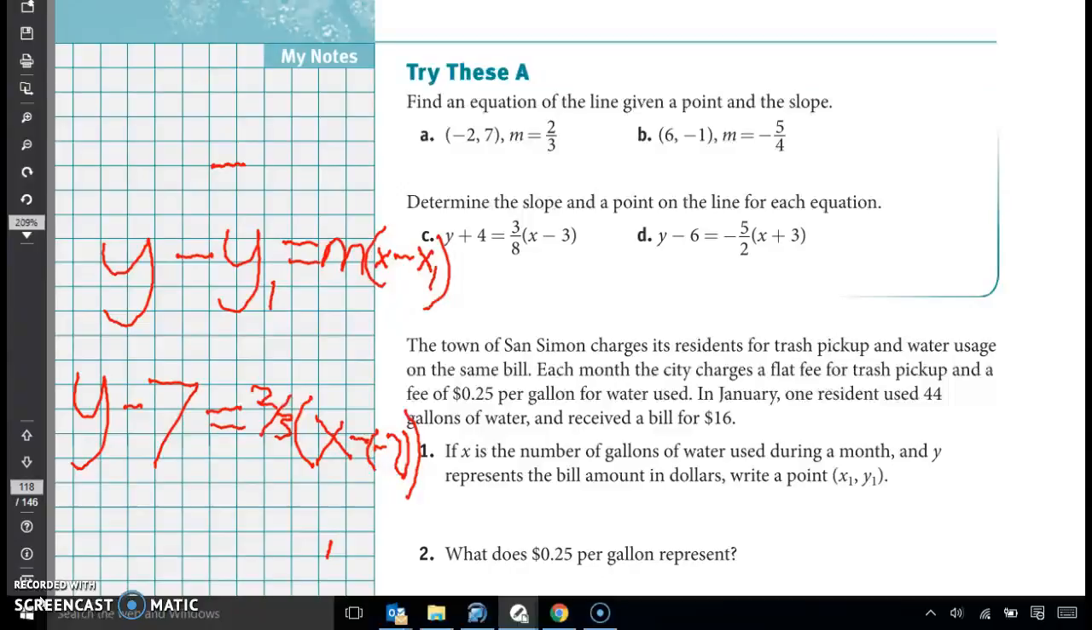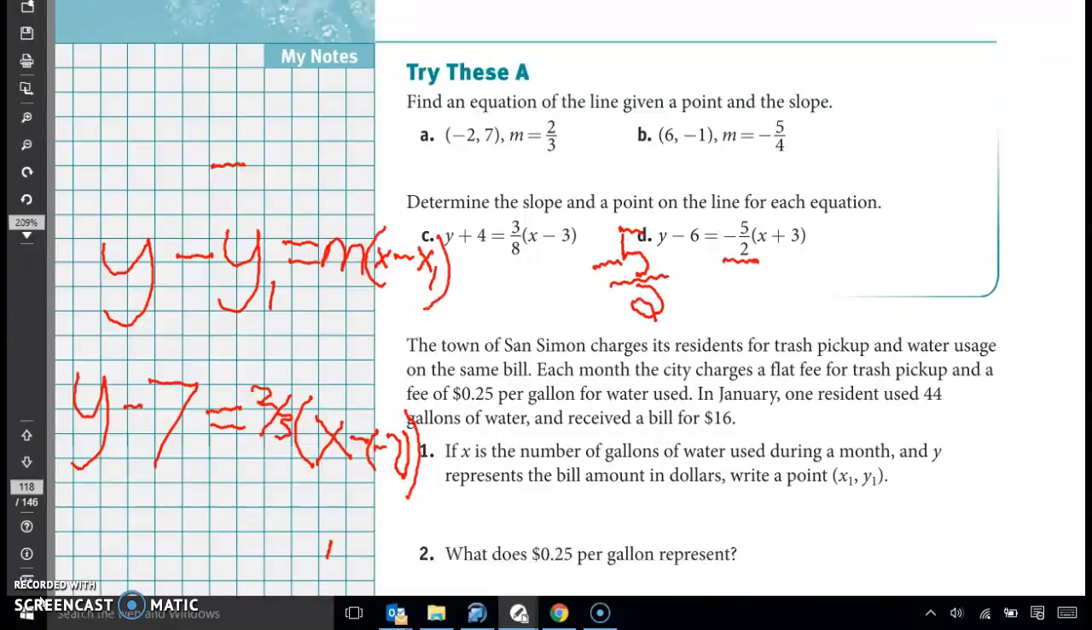All right, so now we're given the equation and we want to find some important information. So looking at the equation, what's the slope of the line? -5/2. It's in for where M would be. If we look, it's in front of that parenthesis.